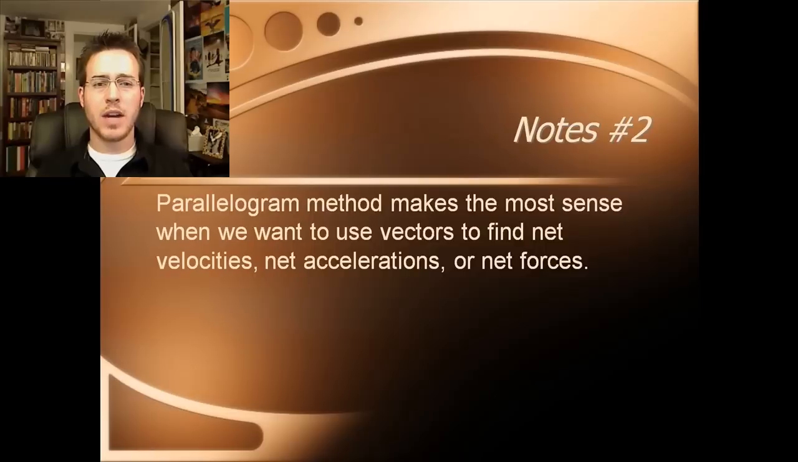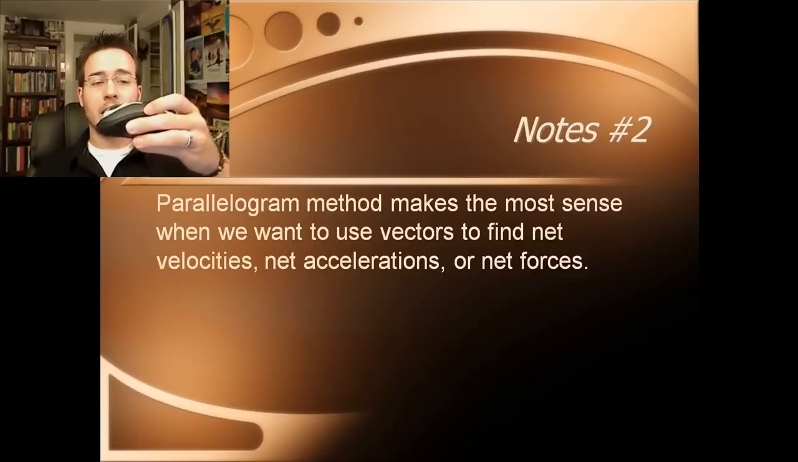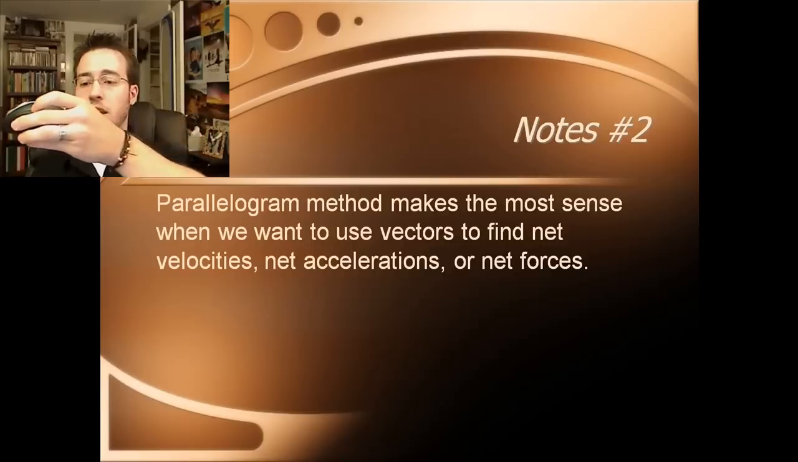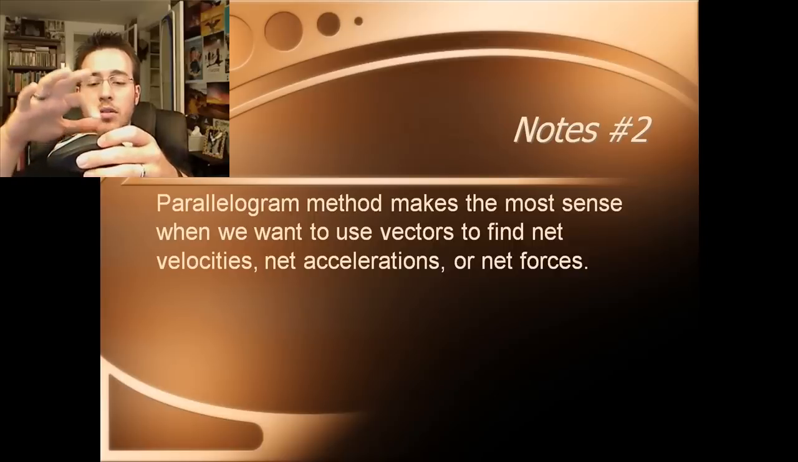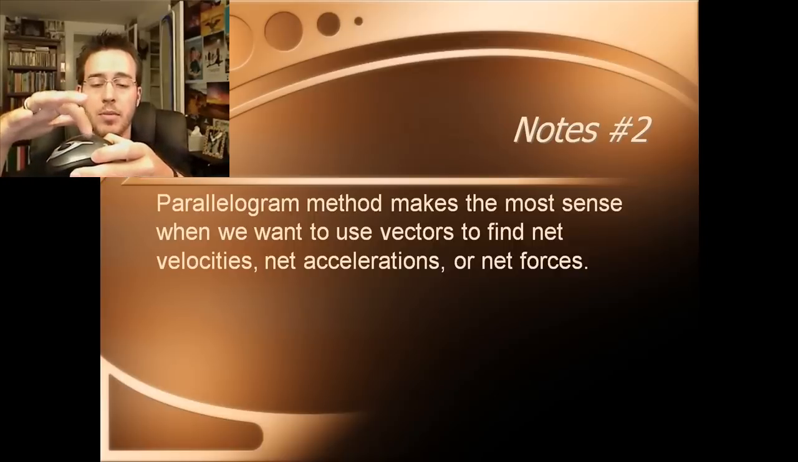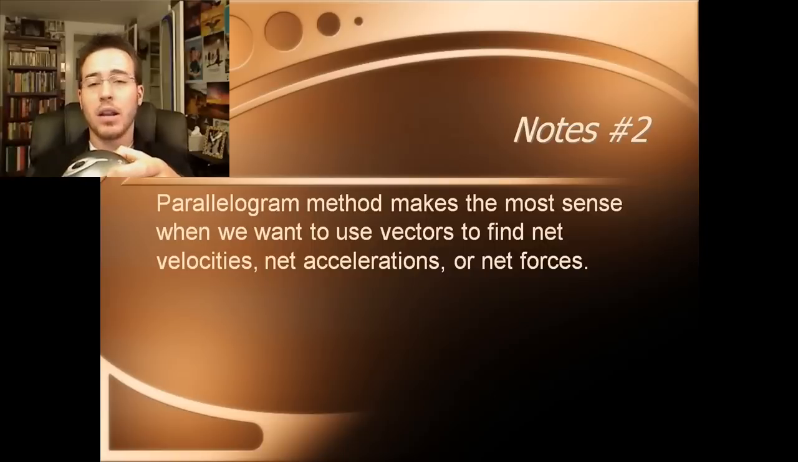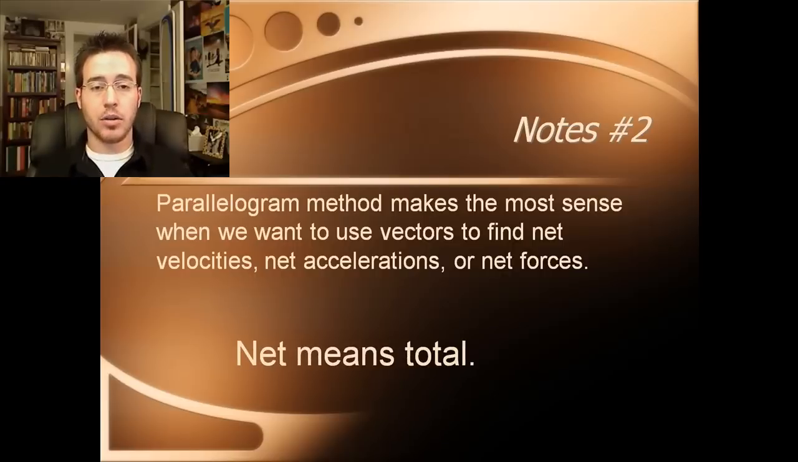Okay, it's because you've got, let's say, a body. Let's use my mouse. You got a body that's moving in a certain direction, and then you give it another direction, something like that. You want to make sure that all the forces or the velocities are all happening from the center of mass of the object. So the parallelogram method tends to make the most sense to use. Again, remember that net means total. So in this case, the net velocity, the resultant velocity, all these words are interchangeable. You tend to see the word net when we're talking about forces, though.